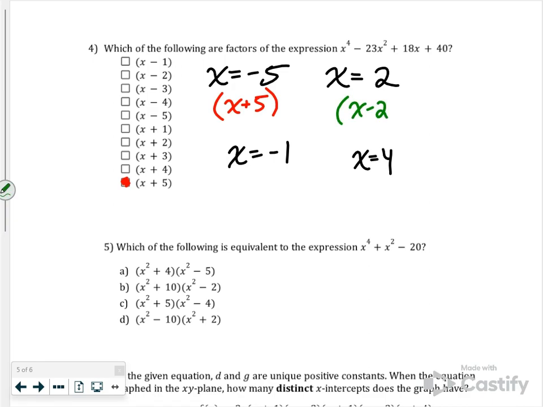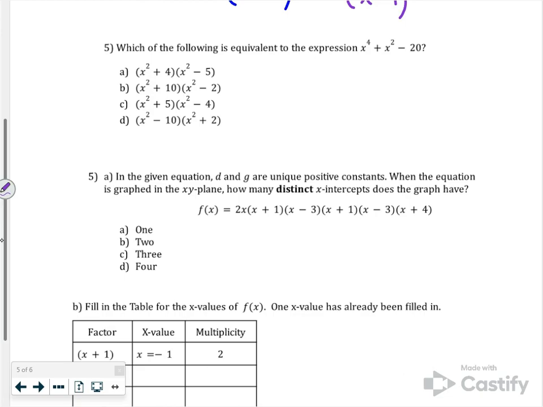X minus 2 would create x equals 2, so we need this one. X plus 1 would be this one, so we need this one over here. And then last but not least, we have x minus 4, and that would be right here. So those 4 are going to be the factors, and you got to use Desmos on that question because it will make the question so much easier. Okay? All right, next one.